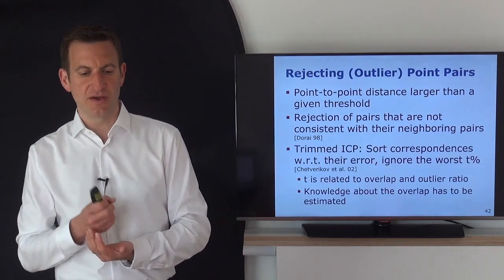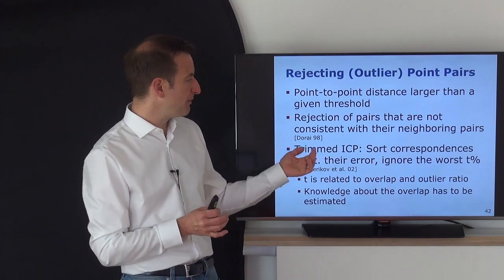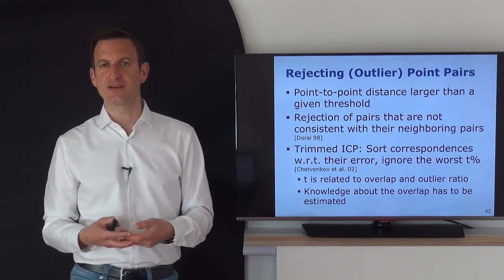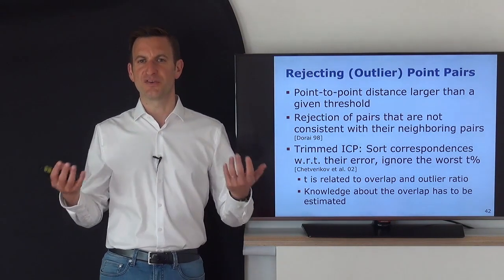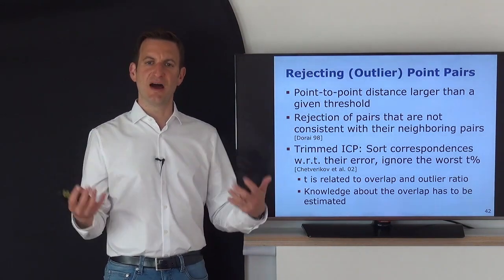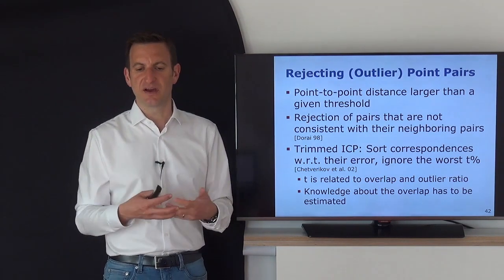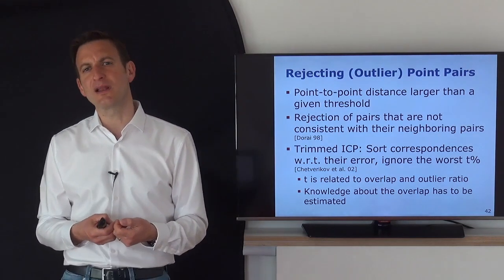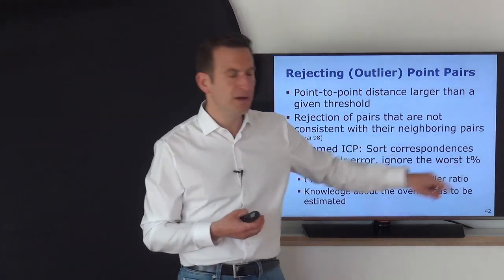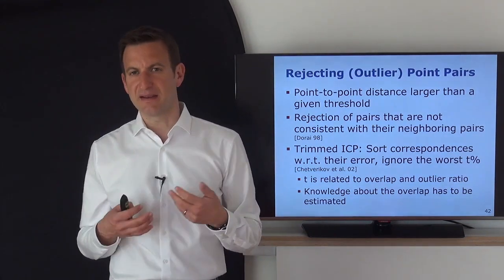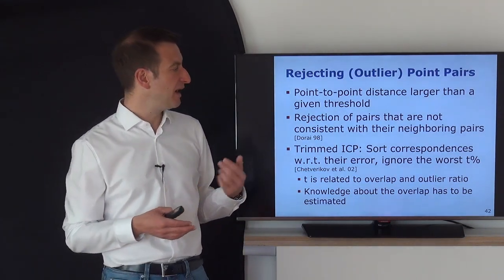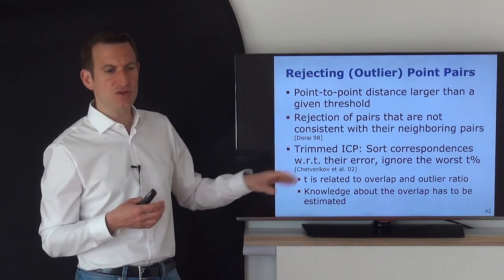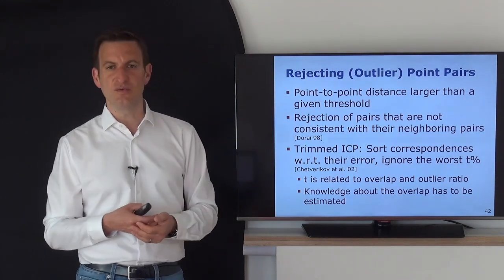There are other techniques such as so-called trimmed ICP, where we compute all our correspondences, sort the correspondences, and then throw away a certain percentage. Let's say the 20% of the worst data associations, those with the highest initial error, we just ignore them. That's a standard approach that one can use. Then this T is related to your outlier ratio, the T% I have over here, the percentage I'm throwing away. But again, it requires you to know something about your overlap and your initial data association not to be too bad. So again, this is always a very heuristic approach. It's not always easy to do that in the right way.